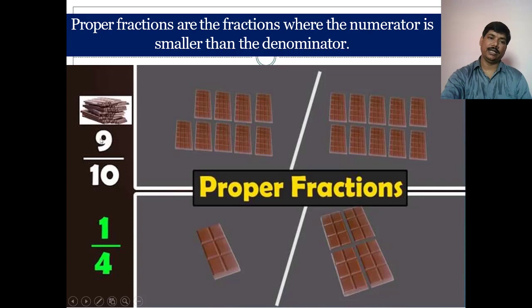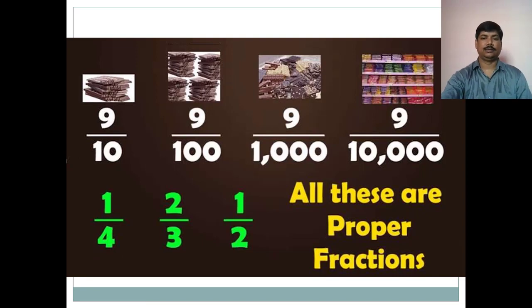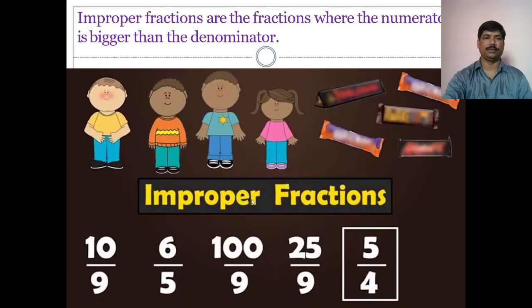As you are seeing here, the numerator is 9 and the denominator is 10, so this fraction is a proper fraction. Also in 1 by 4, 1 is the numerator and 4 is the denominator, so it also represents a proper fraction. Next, some more examples: 9 upon 10, 9 upon 100, 9 upon 1000, 9 upon 10,000, 1 upon 4, 2 upon 3, 1 by 2. All these fractions have the numerator less than the denominator. So these are the examples of proper fractions.